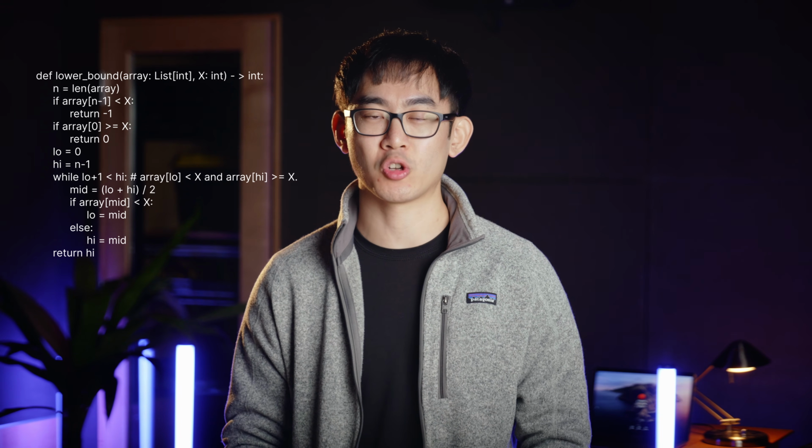Here's another example you can study. Given a sorted array, we're finding the index of the first element that is greater than or equal to x, and we can return -1 if there's no such element.